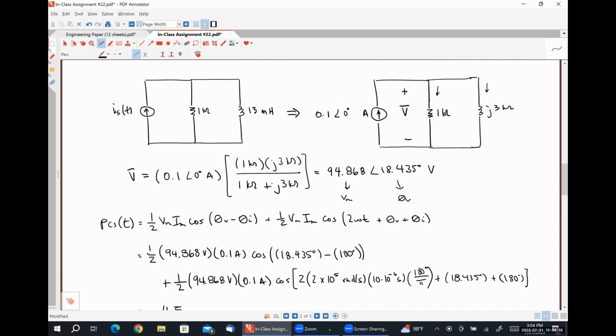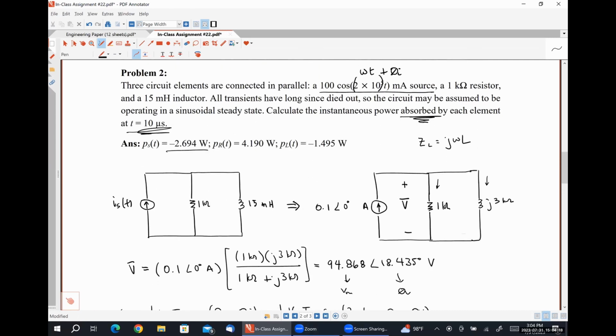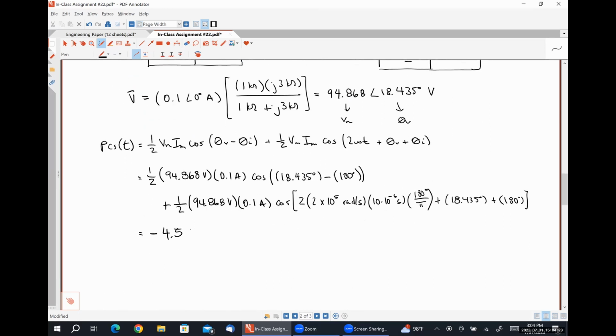Sorry. I was confusing myself because I saw this answer of negative 2.694 watts, not thinking about the fact that we have not taken into account this big thing right here. So this negative 4.5 watts comes from this first calculation.